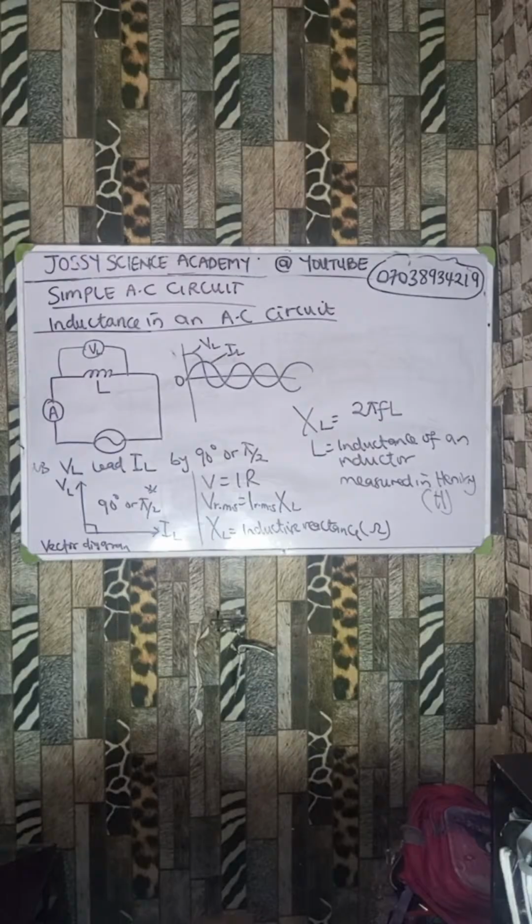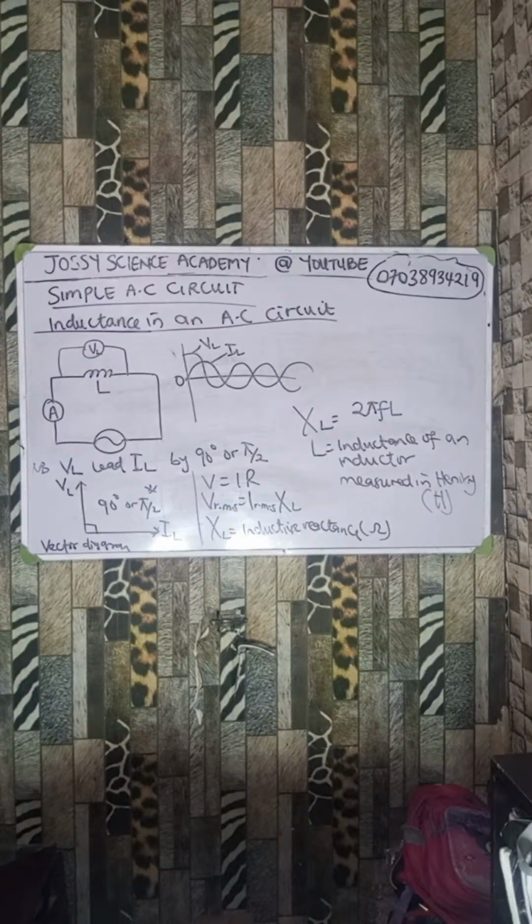For the fact that the resistance is no longer in this particular circuit, you're not going to be making use of R. And I told you earlier that R is going to be changing from one circuit to the other. Do you understand? So now, what are we going to change it with? We are going to change it with XL. What is XL? Inductive reactance.